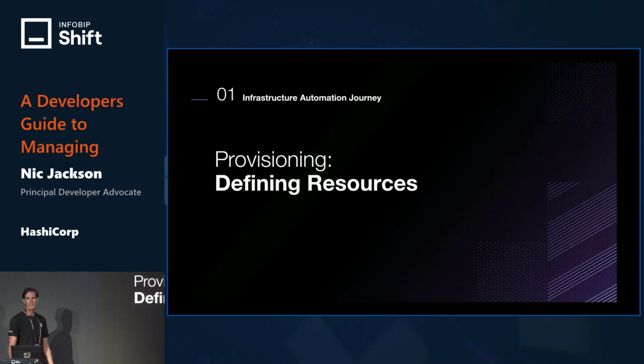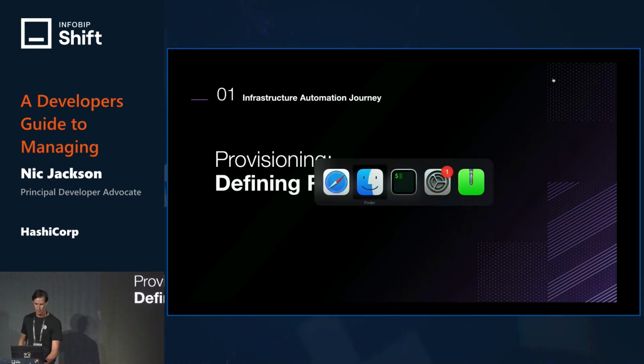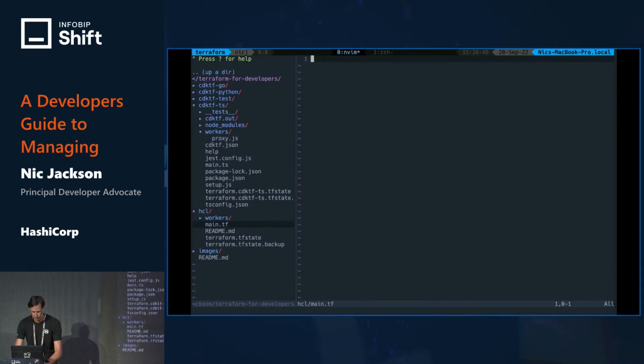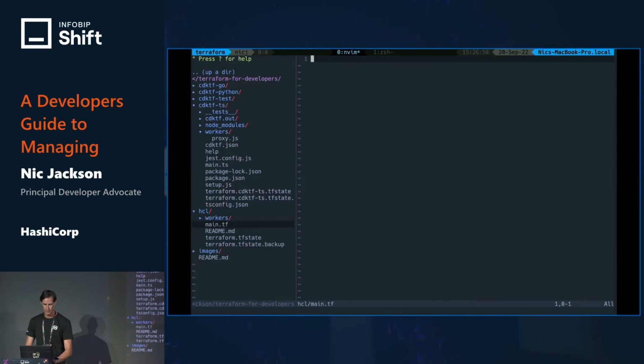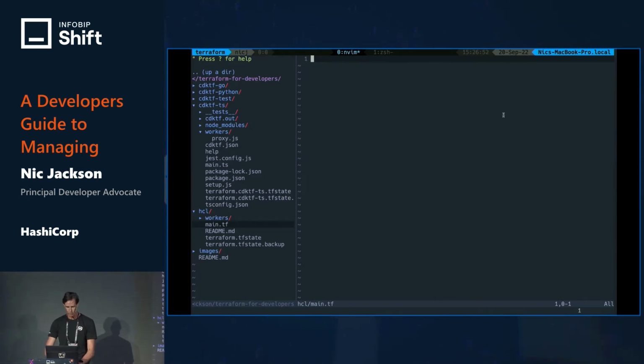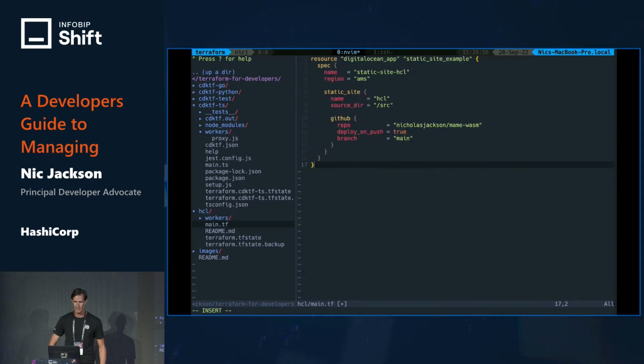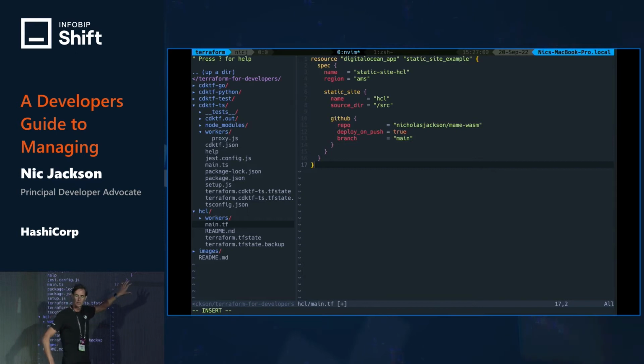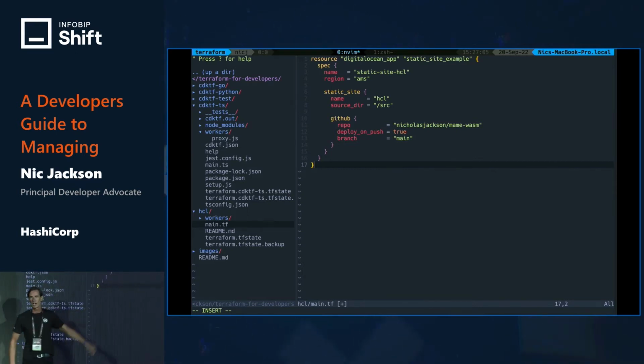So let's go through and define some resources. Let's have a look at what this is going to look like. I am just going to open up my file. The example we showed earlier on was this application. We're going to look at HCL first, and then we'll look at some TypeScript. This example here is going to create a static site inside of DigitalOcean.